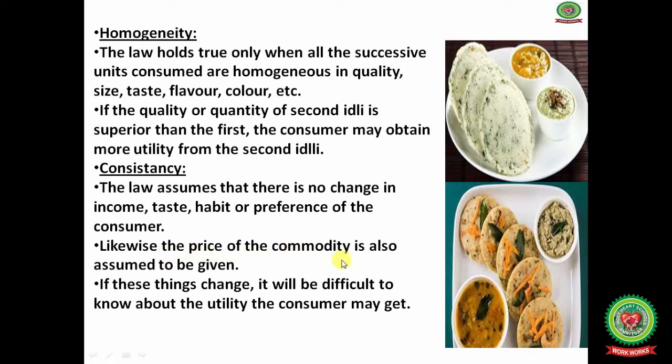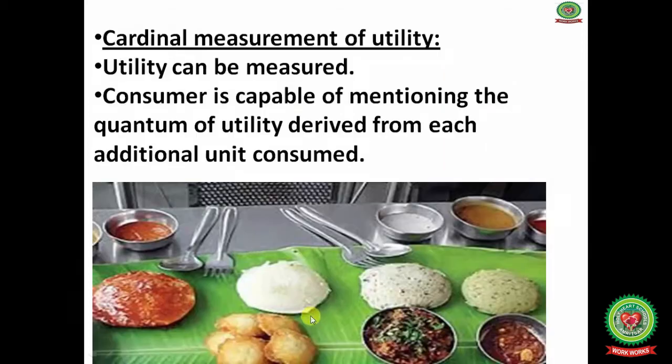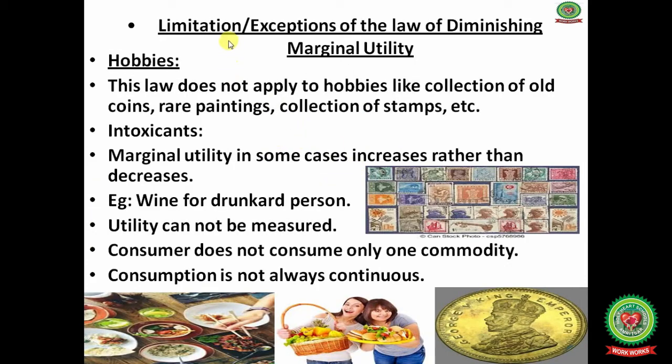The law assumes that there is no change in income, taste, habit or preference of the consumer. Likewise, the price of the commodity is also assumed to be given. If these things change, it will be difficult to know about the utility the consumer may get. Cardinal measurement of utility. Utility can be measured. The consumer is capable of mentioning the quantum of utility derived from each additional unit consumed. Next one is limitations or exceptions of the law of diminishing marginal utility.